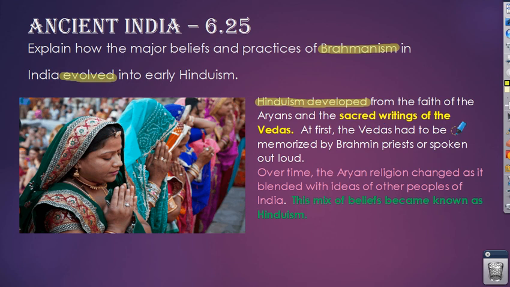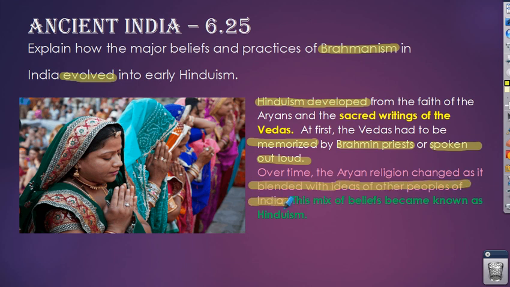At first, the Vedas had to be memorized by the Brahmin priests. Now, if you remember, I told you the Brahmin priests were on the top of the caste system. Those priests had to memorize the writings that were in the Veda, and they had to speak them out loud to the people. Now, over time, the Aryan religion changed because it blended with the ideas of the other peoples that were in India.